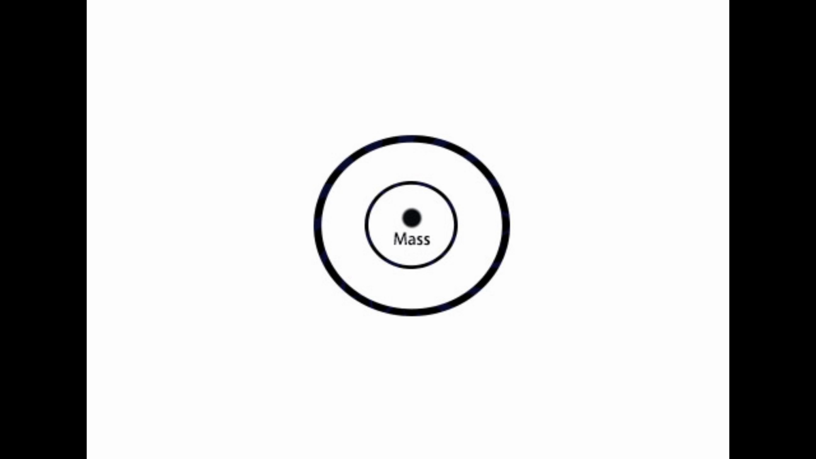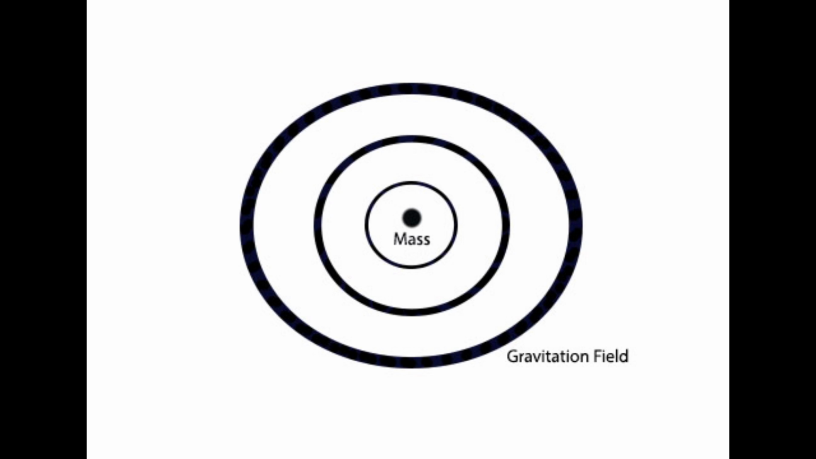So, let's say we have a mass. That mass is going to create a gravitational field around it. Now let's say we have an object inside that gravitational field. That object is going to be attracted to and accelerate towards the mass. And let's say we have a second object that's a little further out, but still in the gravitational field. Well, it's also going to be attracted to that mass. However, because the first object is closer, its acceleration is going to be greater than the object that's farther away.